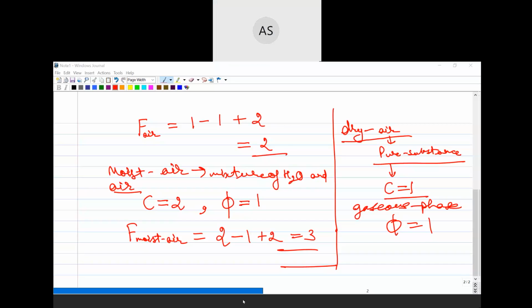The next question is, at critical point, what is the value of dryness fraction? What will be the value of dryness fraction at critical point? Can you answer? At critical point, we are saying that our liquid is instantly converting into vapor. So because of that, we will be having entirely vapor only, so the value of dryness fraction will be 1. Is it okay?